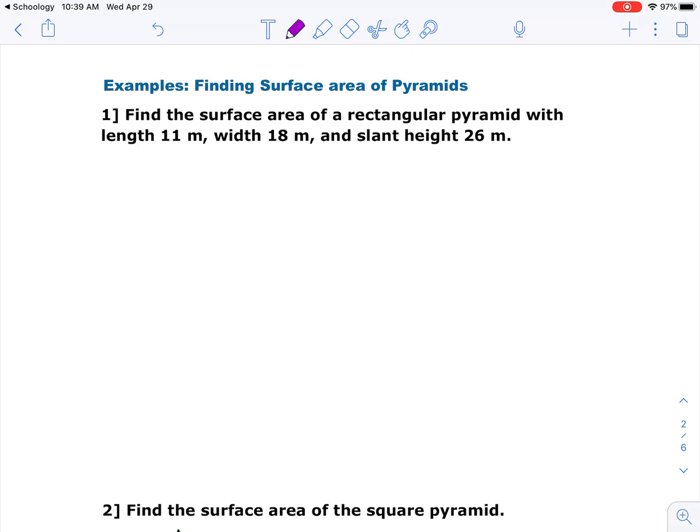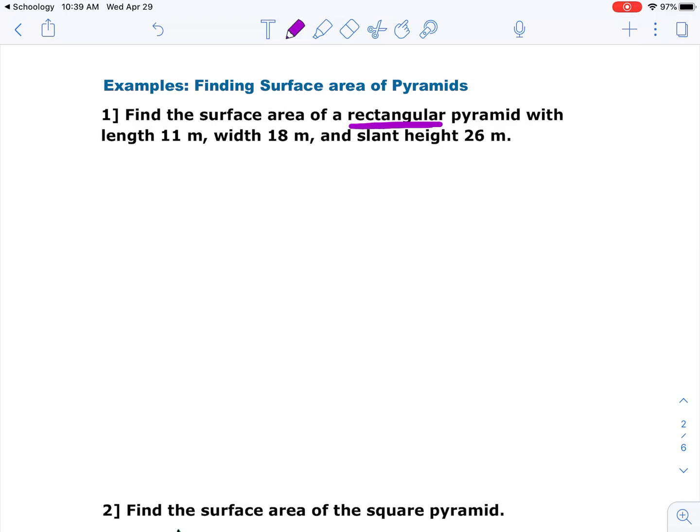Find the surface area of a rectangular pyramid. This is telling us that the base is a rectangle with length 11 meters and 18 meters. So it's telling us those two lengths of the base, and a slant height of 26 meters. First things first, I always ask everyone, what should I do first? And they say, draw a picture, okay?